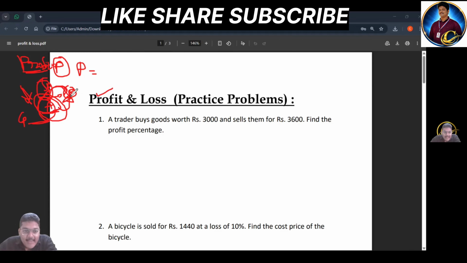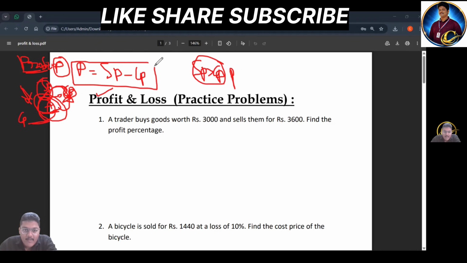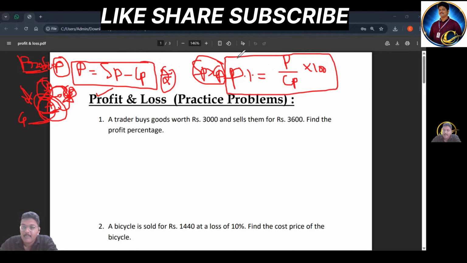If his selling amount, SP, is greater than his buying amount, then we get profit. Therefore, by the formula, we can write that SP minus CP is the profit in rupees. If we want to know what percentage of profit he got upon the transaction, profit percentage is equal to profit by CP into 100, because we want it in percentage. This is the formula.